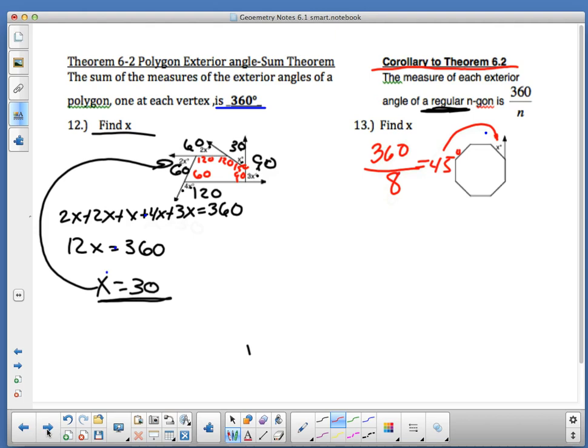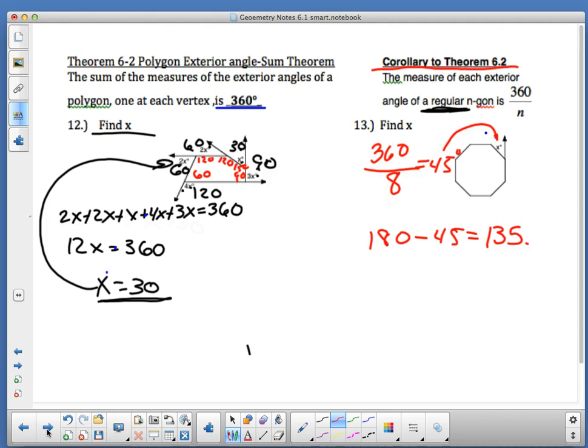Because I have the measure of the exterior, I could have a second part of this question. What's the measure of the interior angle of this polygon? And everybody's going, well, I've got 180 minus 45. That interior angle would be 135 degrees because they're supplementary. Done.